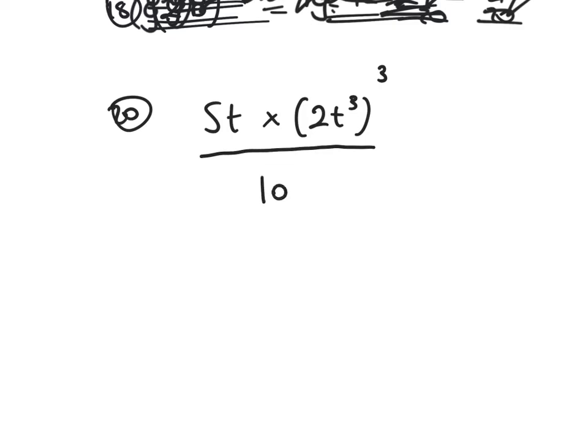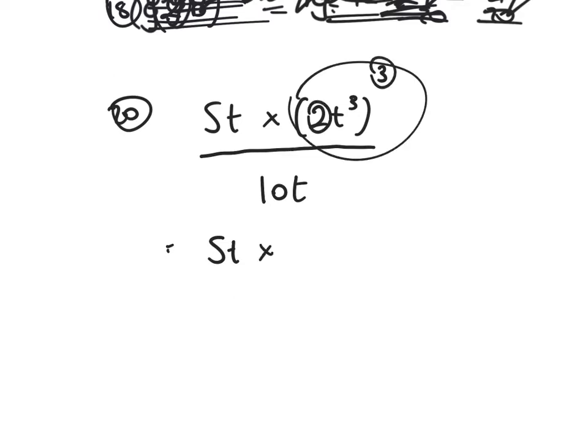Example 20, let's go for 5t multiplied by 2t cubed brought to the power 3, divided by 10t. Okay, so just a wee bit to sort out here. Let's take care of this bit. So 5t multiplied by 2 brought to the power 3 is 8. 2 times 2 times 2 is 8. And then 3 times 3 is 9, so that's 8t to the 9 divided by 10t.